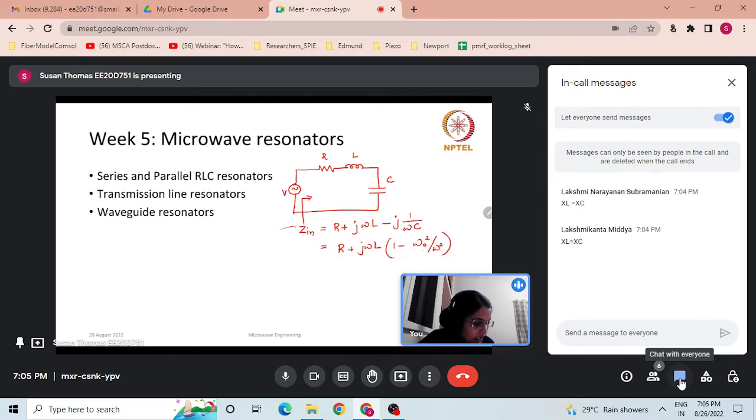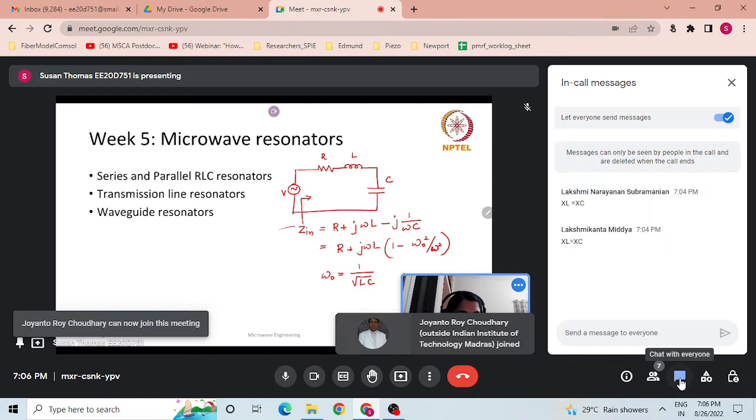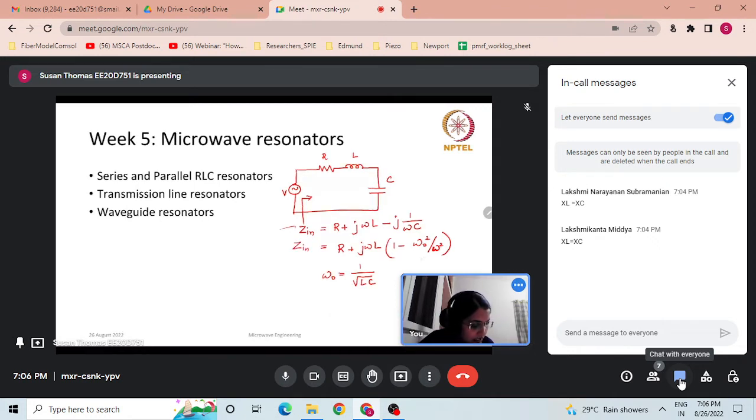The major thing to notice here is omega naught is the resonant frequency, which can be written as 1 by root LC, and omega here is the operating frequency. This is a complex impedance having real and imaginary parts. The real part of this impedance is R, and the imaginary part is this omega L into so and so. So let us look at the modulus of Zin of omega.